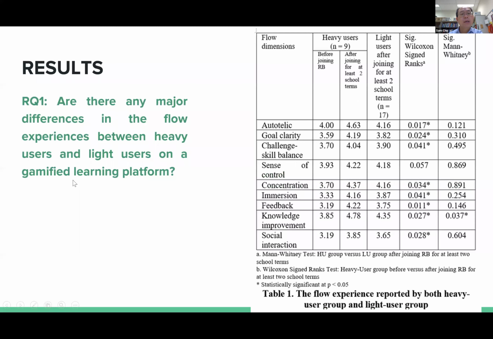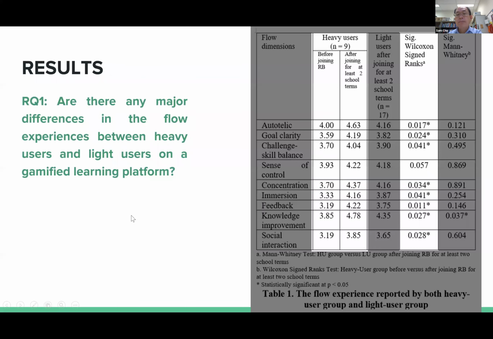Okay, now here is the result. Are there any differences in the flow experience between heavy and light users of Reading Battle? What you're looking at is a comparison between heavy users themselves before and after using Reading Battle. They do improve in all 9 elements of flow.